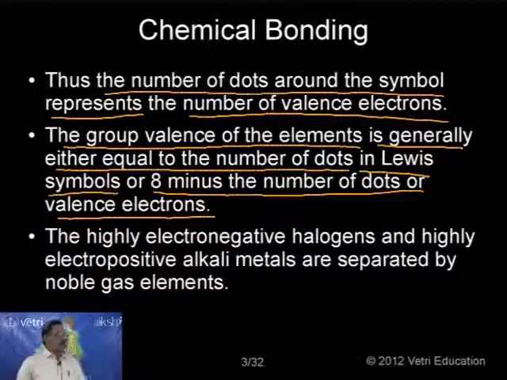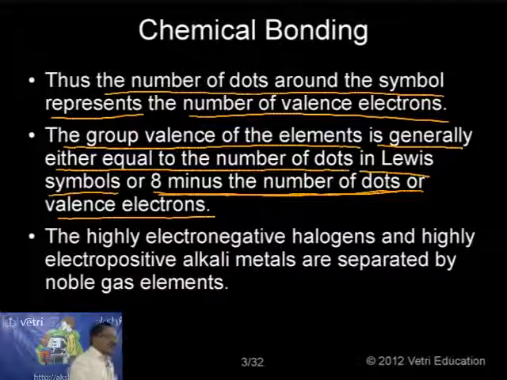So boron 3 means 3 dots will be there. Carbon again 4 dots. The outermost is 2s2 2p2, 4 valence electrons. When you come to nitrogen, it is 5 dots. But the valency is not 5 for nitrogen, it's only 3. So the rule says clearly 8 minus the number of dots for valence electrons. So valence electrons 5 in the case of nitrogen. So 8 minus 5 means it is 3. So the valence of the nitrogen family elements is 3.